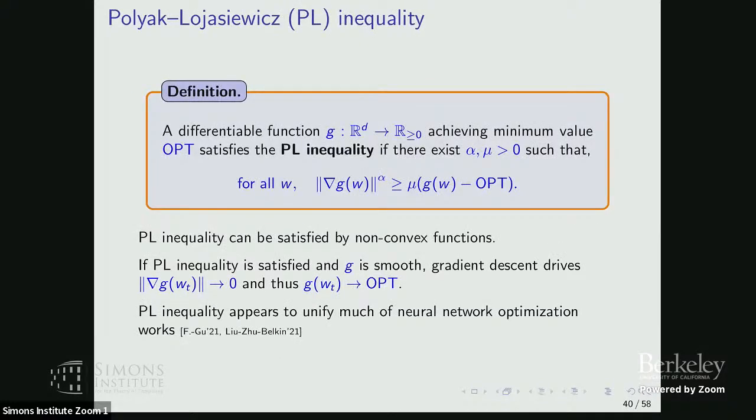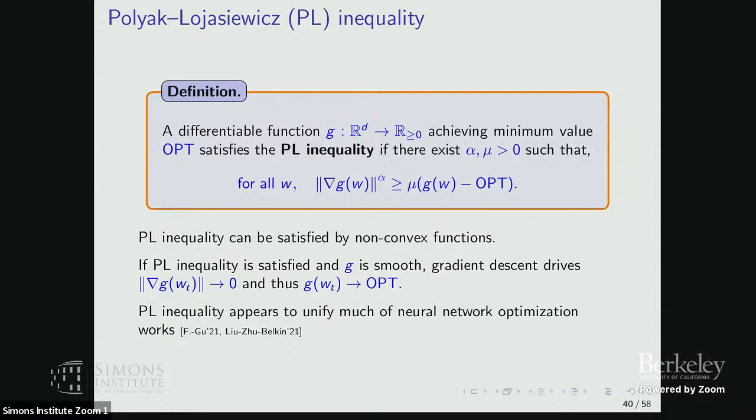Okay, so what we'll in particular look at is this Polyak-Lojasiewicz inequality, or PL. And how we define this is, let's just consider a differentiable function g that's non-negative, and we say that it achieves some minimum value opt. And we say that it satisfies the PL inequality if there are some positive constants alpha and mu, such that for all w, the gradient norm to the alpha can be bounded from below by some constant times the gap between the function value itself and the optimal value.